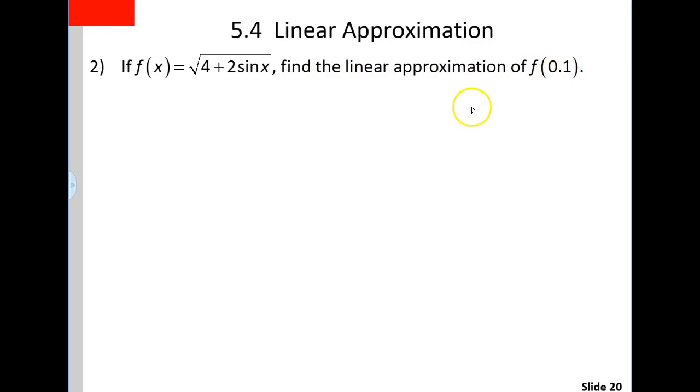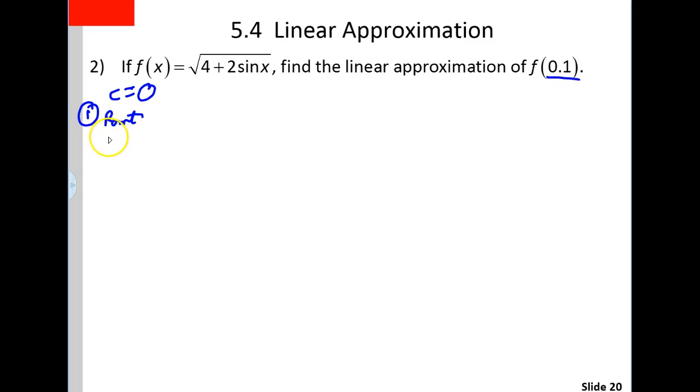All right, so now this time I don't tell you the value of c, but think about it. We are looking for 0.1. What is a really easy number to use that is close to 0.1? Obviously, that would be 0. So in this case, we're going to use c equal to 0. So first step is to write the equation of the tangent line. So step 1, we need a point, and we need a slope.